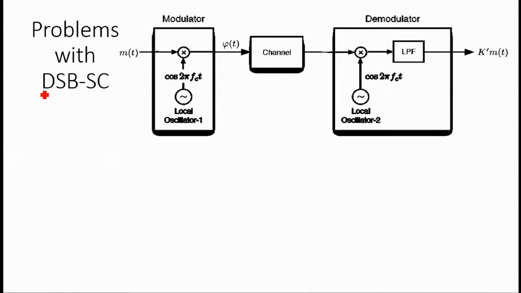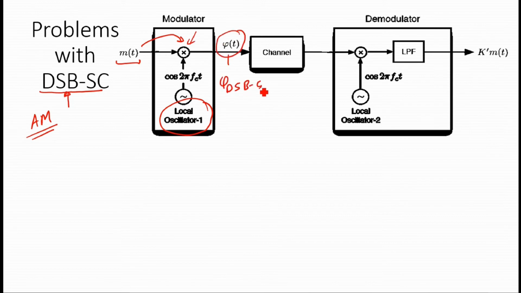Previously, we have talked about double sideband suppressed carrier, one of the simplest techniques of amplitude modulation. Therein we have a message signal m(t), and we feed this message signal to the local oscillator, and after that we have a multiplier, and this signal is simply phi DSB-SC of t. Then we pass it through a channel, and we use the same oscillator at the receiver side.